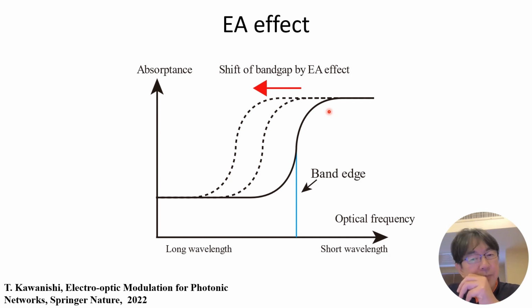But here, as I mentioned, we can control absorptance. But in addition to this, the refractive index also will be changed. So in the EA effect, the chirp effect is much smaller than in the direct modulation, but still it induces the chirp effect. This is an issue in the EA effect-based modulator, but it's very useful technology.